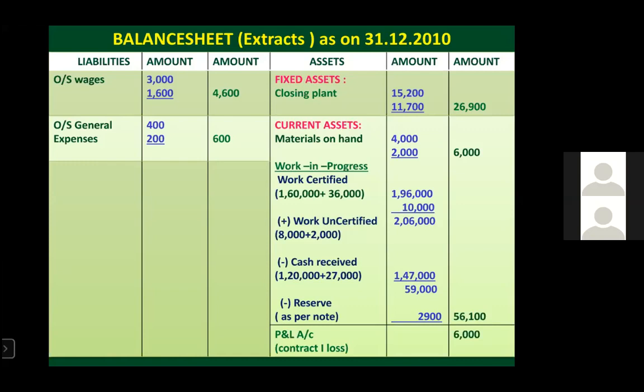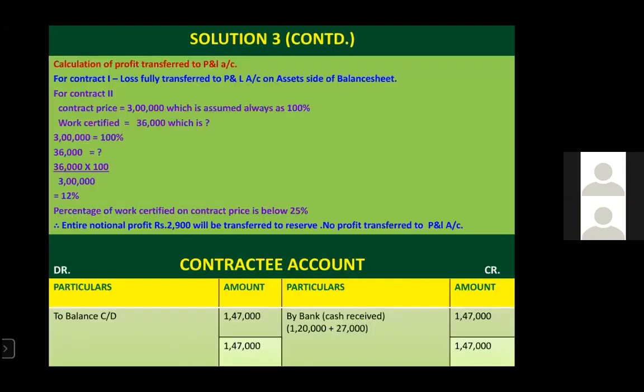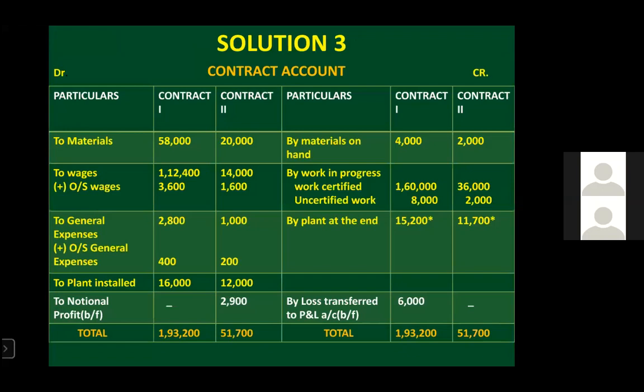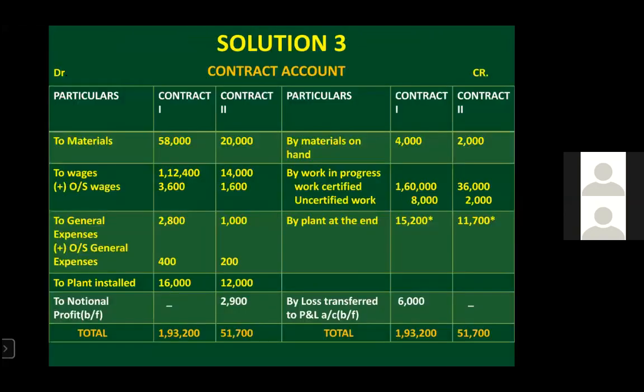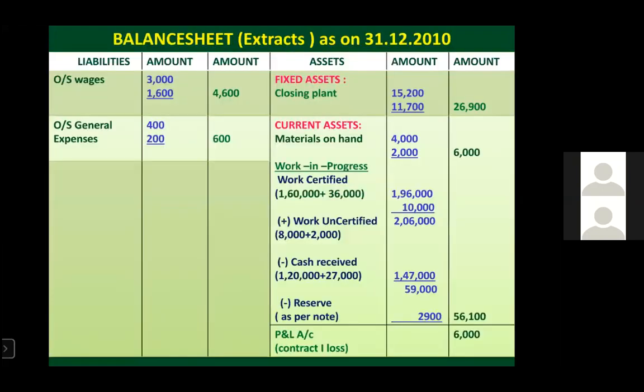Under fixed assets, I showed only the closing plant. The closing plant value that we showed is 15,200 plus 11,700, so 26,900. Current asset is materials on hand. Materials on hand we already showed on the credit side, 4,000 plus 2,000, so 6,000. Then work in progress: you must be very careful in this area. For work in progress, there is a format I already mentioned. In the format, for work certified we need to combine both the values, 1,60,000 plus 36,000, that is contract 1 and contract 2.